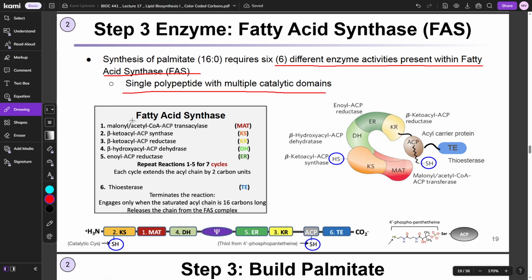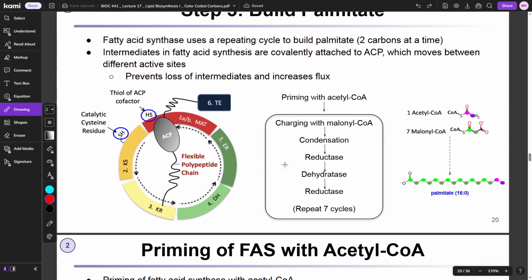So we've got a couple. We have the transacylase, the synthase, the reductase, the dehydrase, and another reductase. These names should be self-explanatory, right? Transacylase is a transfer reaction, synthase is some sort of synthesis, reductase is some sort of redox reaction, dehydrase is removal of water, and reductase, again, is some sort of reduction or redox reaction. So let's go ahead and get into it.